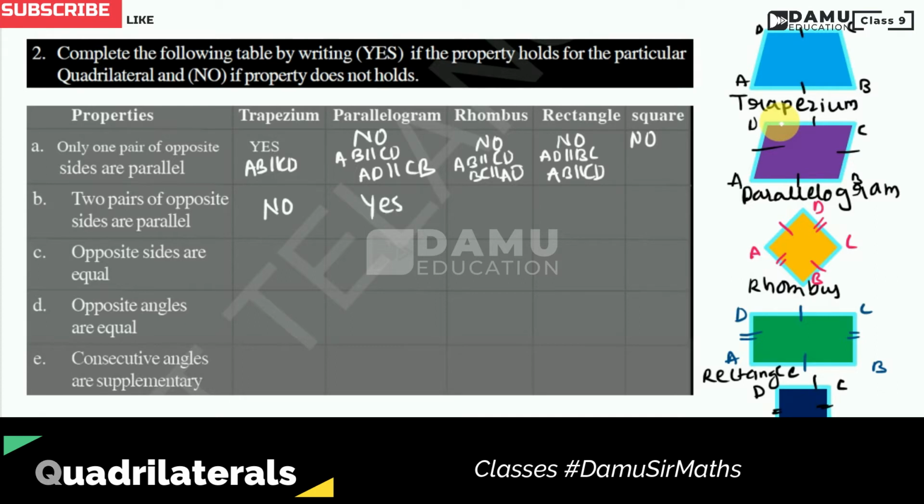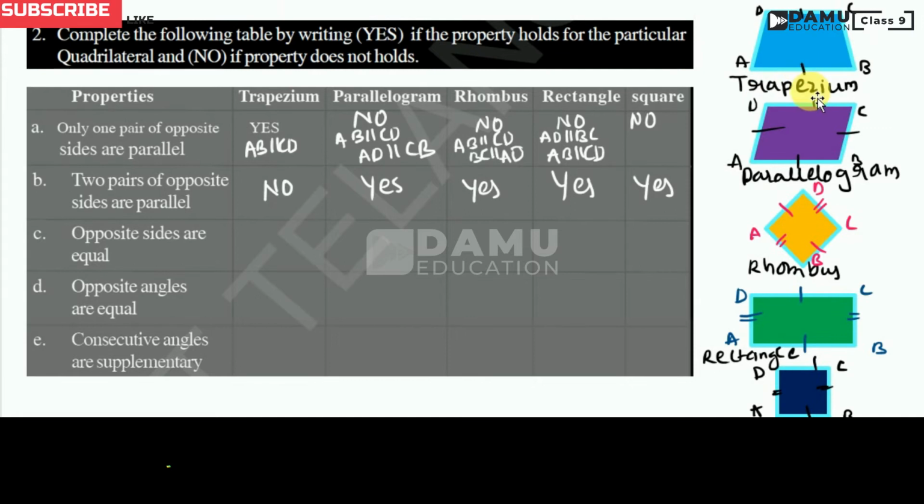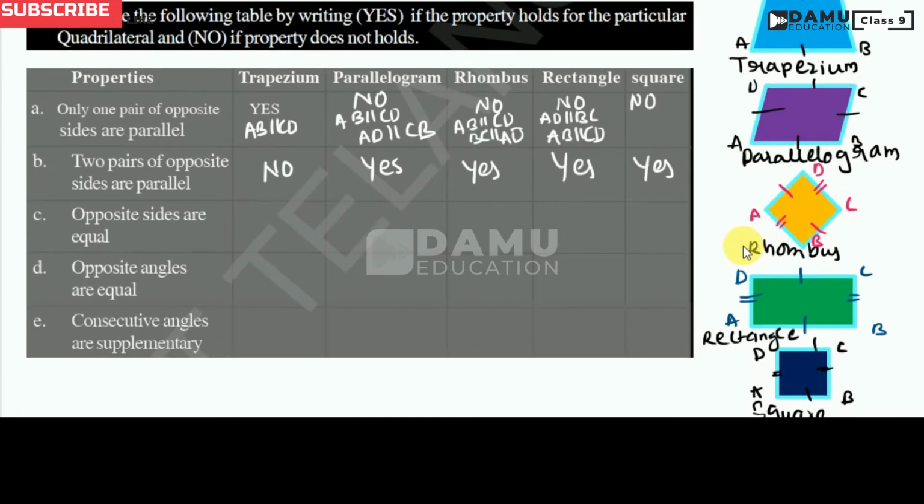As I told above, two pairs of sides parallel for a parallelogram is yes. Why? Because AB is parallel to CD and AD is parallel to BC. In rhombus also yes. For rectangle also yes. So in all the cases it is yes, except trapezium. Why? Because in the others both pairs of sides are parallel to each other. Then, opposite sides are equal. In a trapezium there are no equal opposite sides. So no.